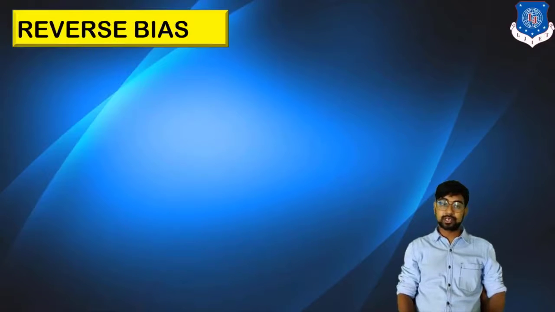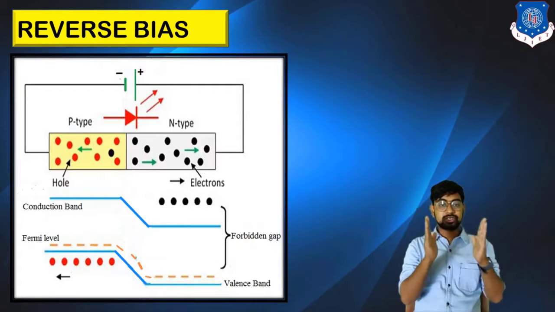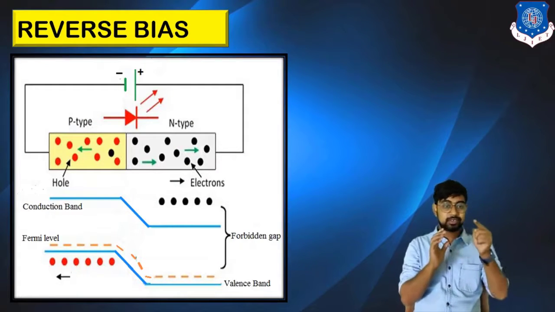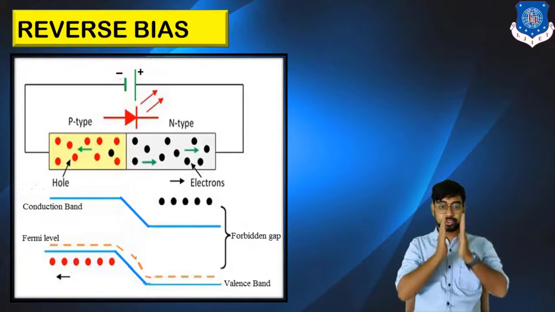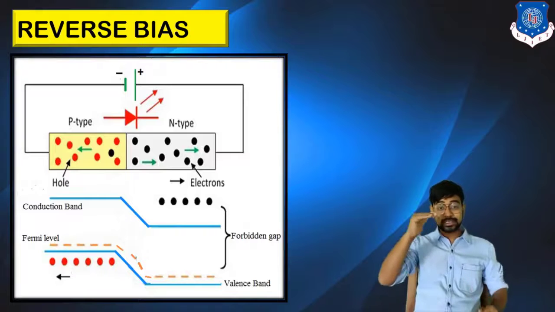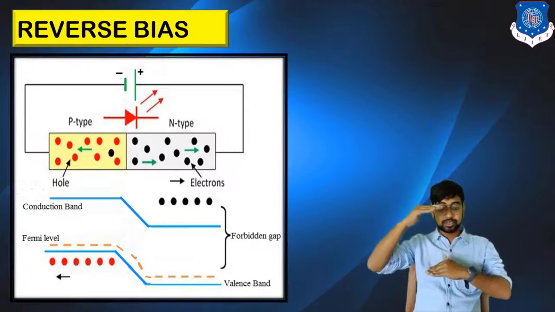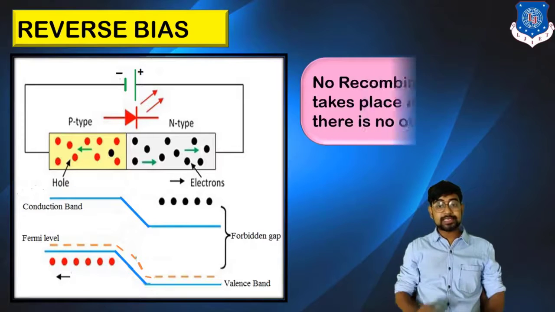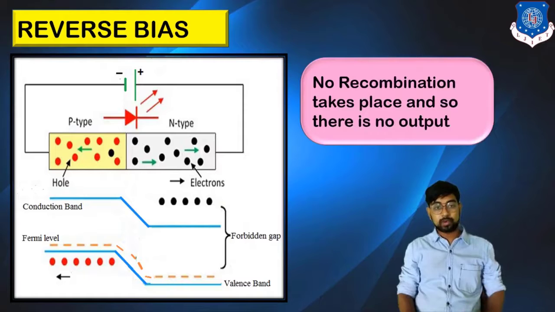Okay. So now we'll go to the reverse bias. We all know that in a PN junction, reverse bias conductivity is almost zero. Why? Because the depletion region is high, as P is connected to the negative terminal and N type is connected to the positive terminal. So the depletion width has increased. You can see that the forbidden gap and the Fermi levels have also shifted. So there is no conduction, no recombination, and so there will be no output.